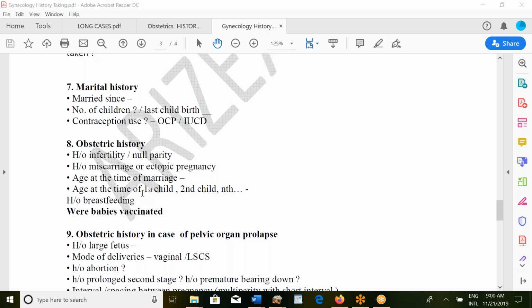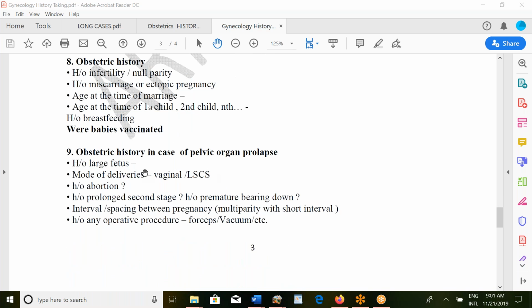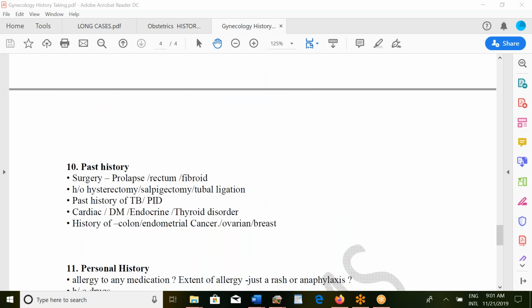Then OB history, like if she has POP, then ask her how many children, large fetus, number of deliveries, mode of delivery, any history of miscarriage, any history of abnormal labor, interval spacing between pregnancies, like maybe multiparity with short interval is also a precipitating factor for POP. Then any other operative procedures like forceps, vacuum.